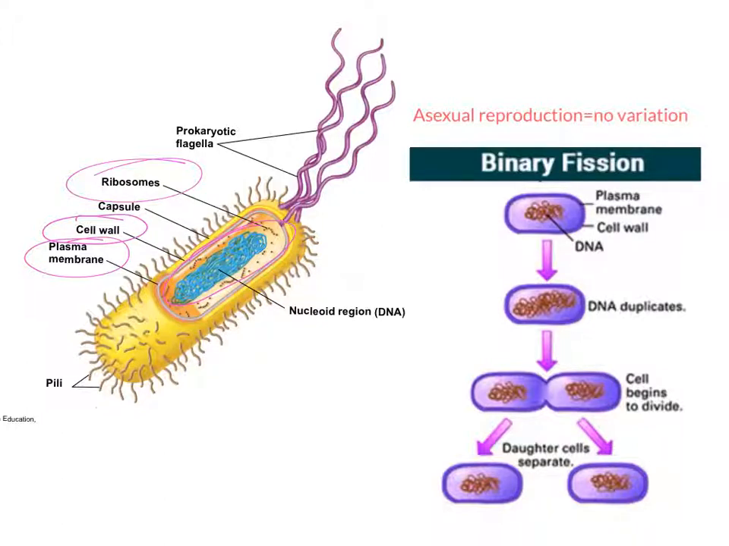Bacteria replicate by binary fission. This process is asexual reproduction, which allows for no variation in the daughter cells. So the daughter cells are clones of the original cell.